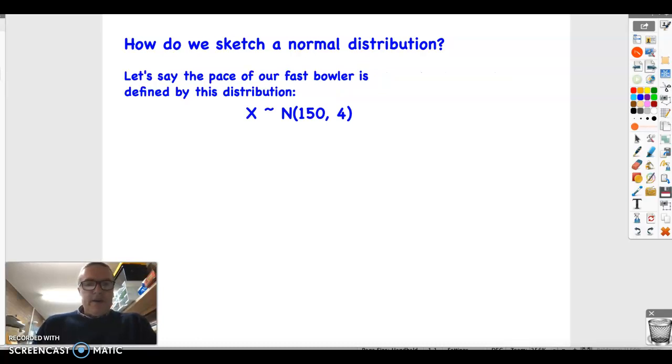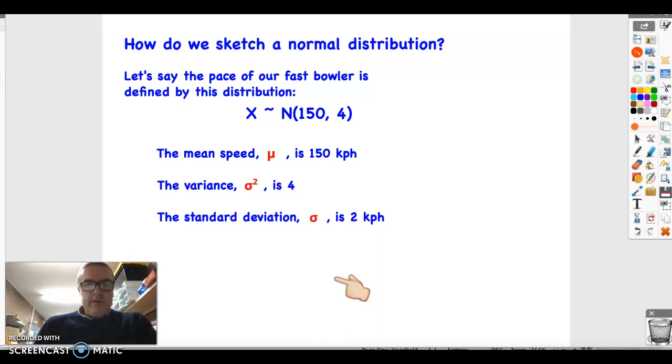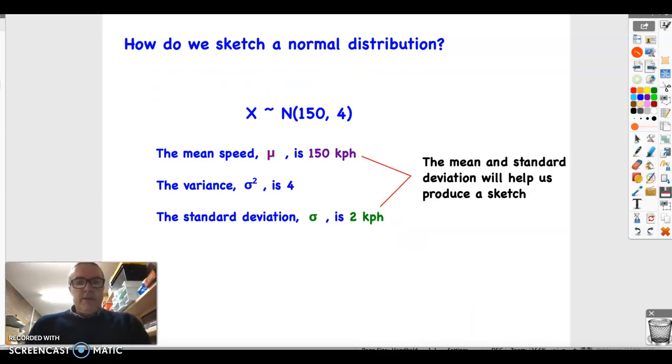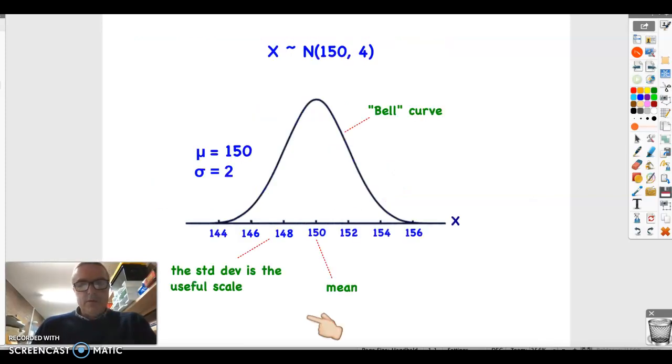Let's take our fast bowler, and let's say it's defined by this distribution where the mean is 150, the variance is 4. So what do we now know about this function? We've got a mean which is 150 kilometers per hour, a variance which is 4, and a standard deviation which is the square root, which is 2 kilometers per hour. When we use the mean and the standard deviation, that's basically all we need to sketch the curve for this distribution. And this is what it will look like.